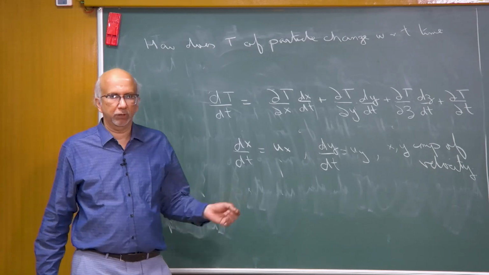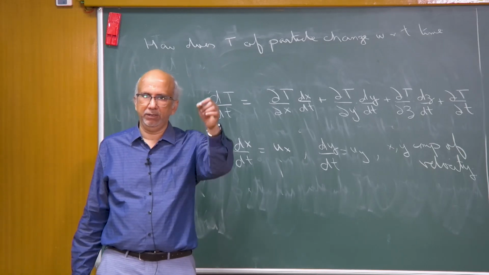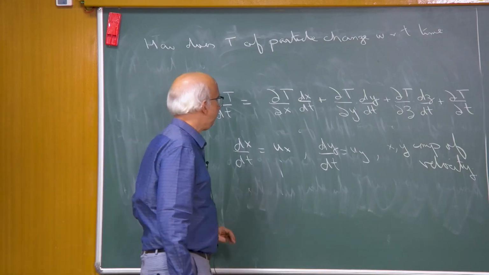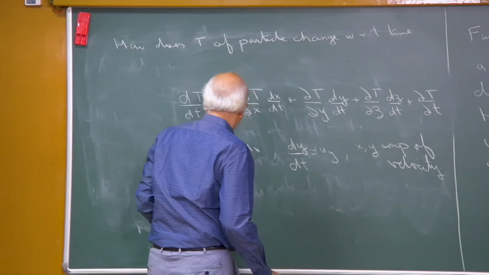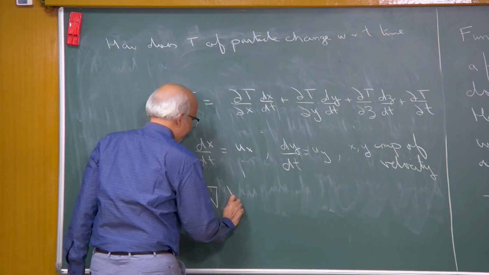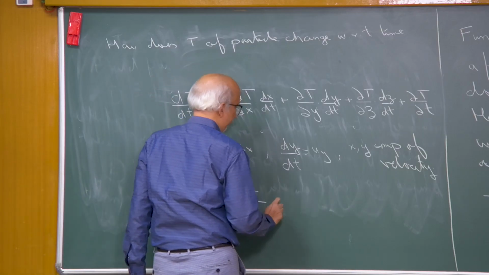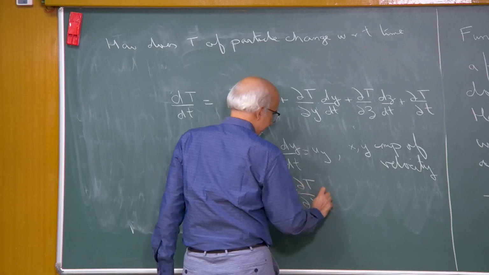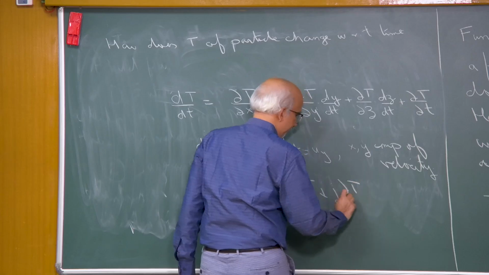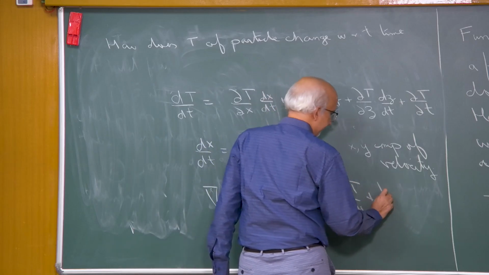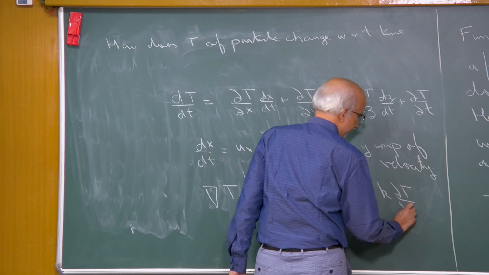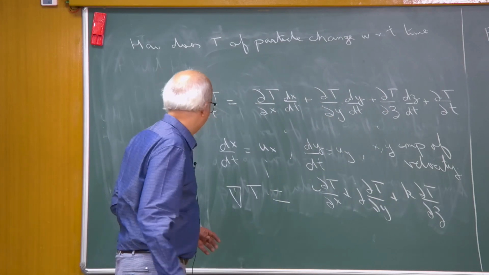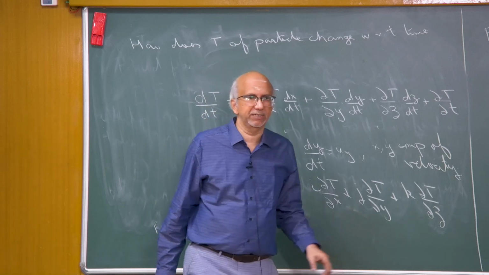Okay. So, because the particle is moving, it has a velocity, and dx by dt is the x component, dy by dt is the y component. Now, temperature is a scalar function, so the gradient of T is written as i dT by dx plus j dT by dy plus k dT by dz. i, j, k are the unit vectors. Okay, this is how the gradient is defined.